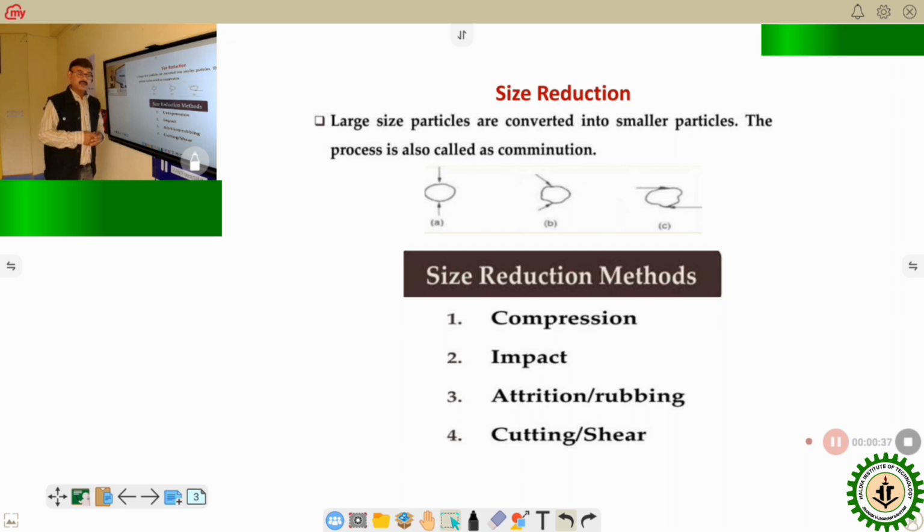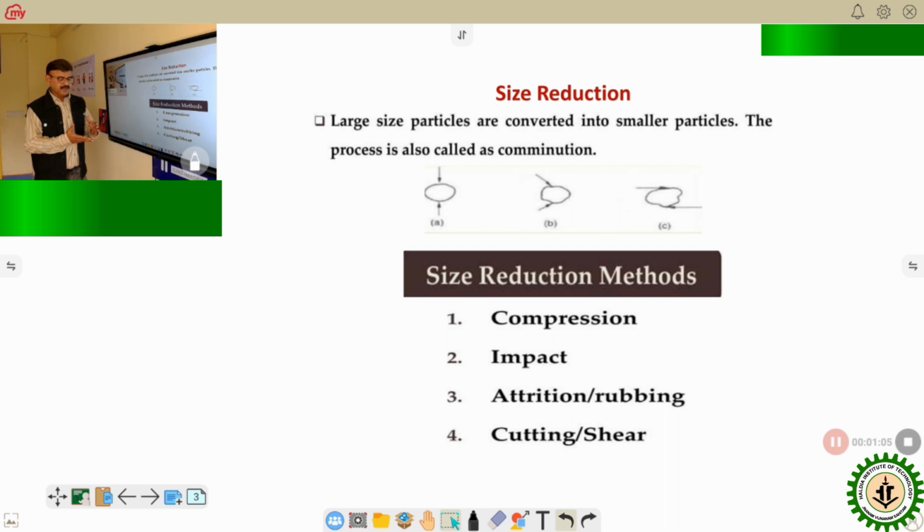That's why we have to be very careful in preparing the feed material when the feed material is used as a solid. So the size reduction operation plays a vital role in chemical engineering operations. Size reduction means the large particles are converted into smaller particles. The process is also called comminution.